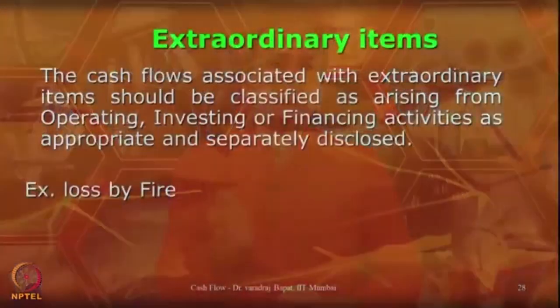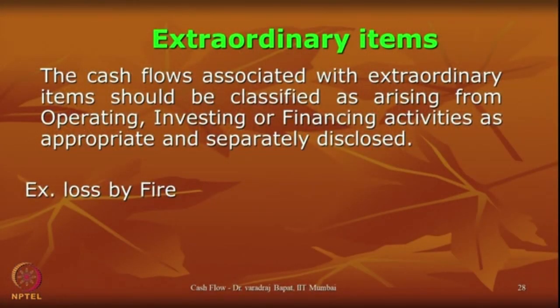The next one is about extraordinary items. I hope you remember the extraordinary items which we had discussed. Now, if the cash flows are associated with extraordinary items, they should be shown under the respective heads, but separately disclosed. So, for example, if there is a loss by fire, extraordinary means a major loss, a mega loss by fire, then under what head will you categorize it? As operating or as investing or as financing? What do you feel?